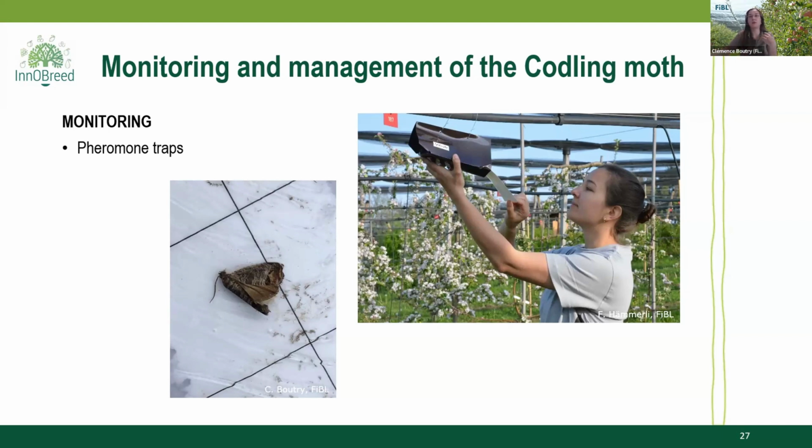Usually you would go once per week, check your trap and count the number of adults there. If the threshold of maximum adults per trap is exceeded, you would spray something. Over the years, you can say if your orchard has a high pressure of codling moth or not. In case of high pressure, you might have to combine different measures to get it under control.